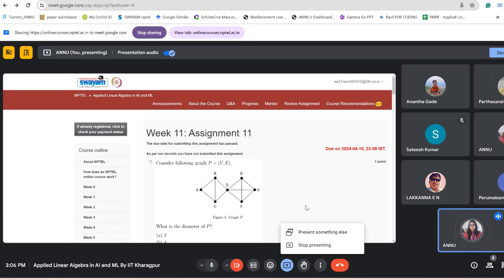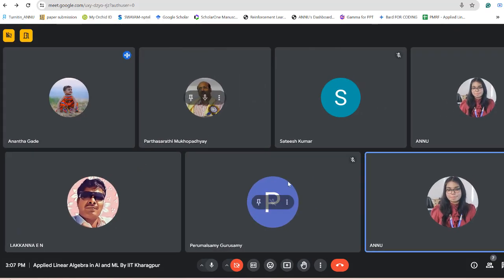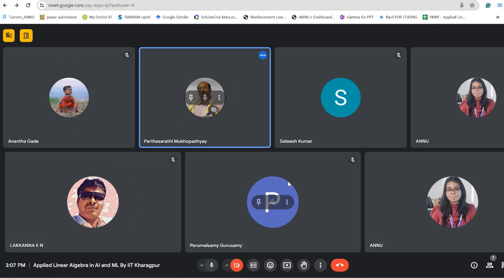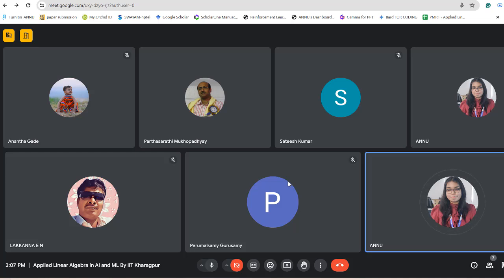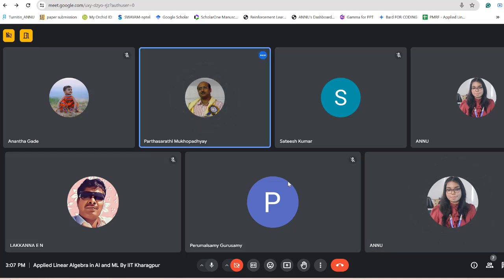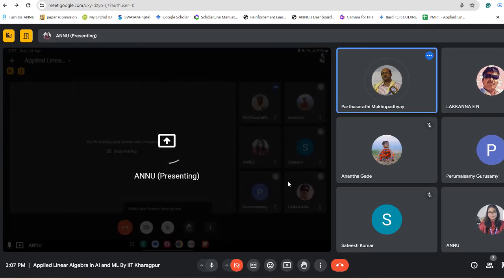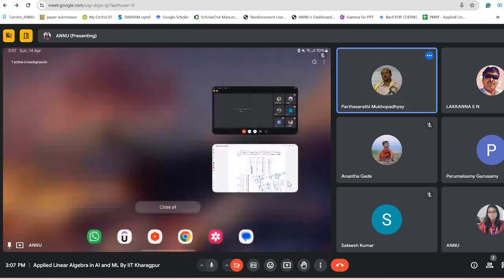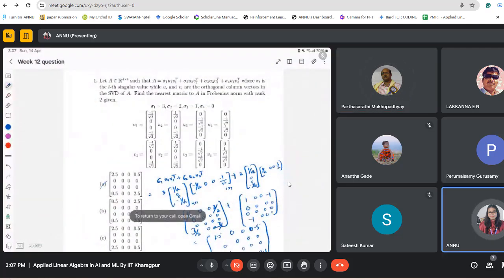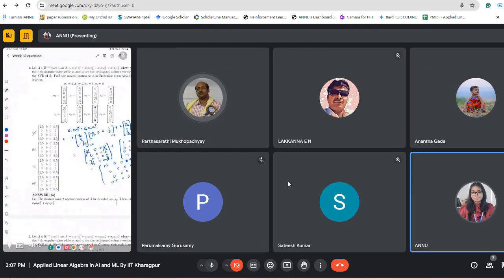So this question states: if A belongs to R^(4x4) such that this thing, and sigma_i is the ith singular value with u_i and v_i the orthogonal column vectors in the SVD of A, find the nearest matrix to A in L2 norm with rank 2. And the answer is C. The nearest rank 2 approximation of A is denoted by A_2. This is this thing.